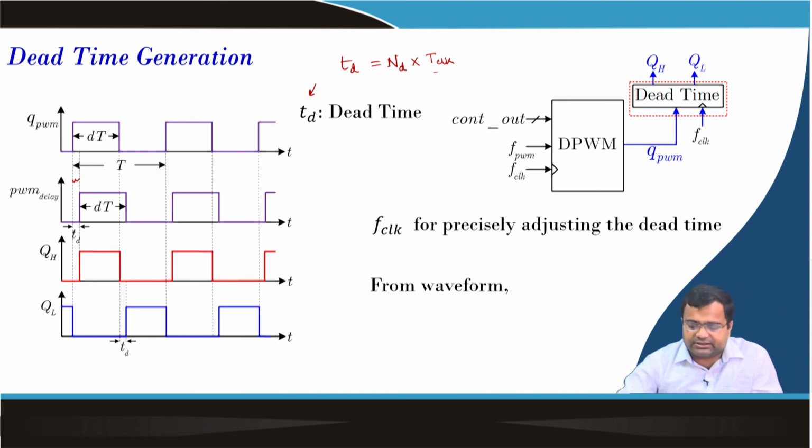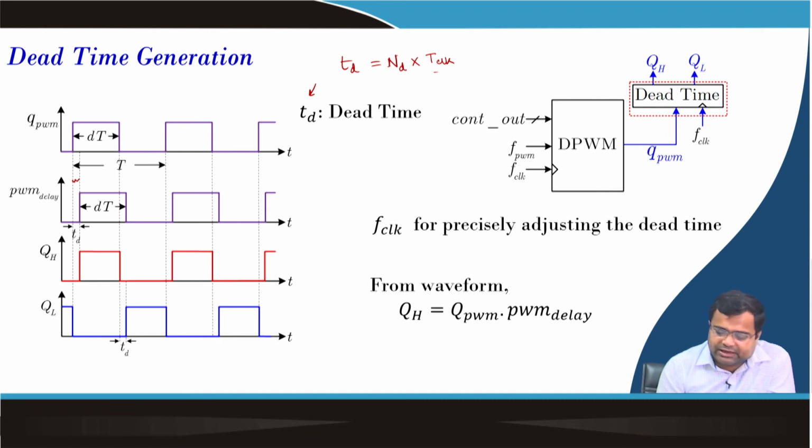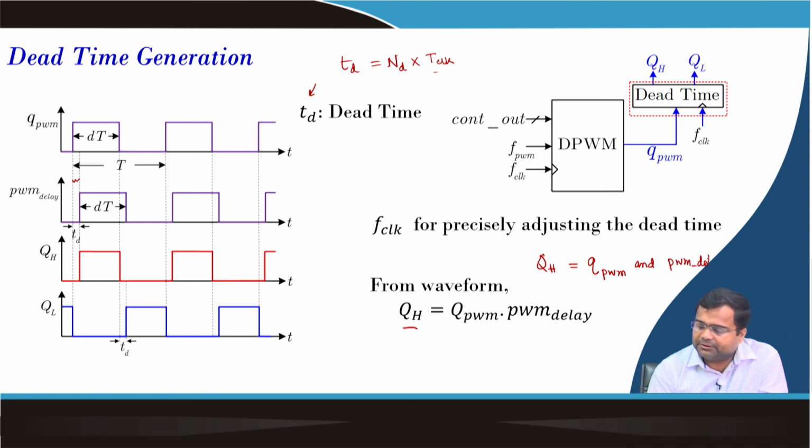Now, with this dead time, from the waveform, what is QH? I am talking about the QH high side gate signal. It will be QPWM and PWM delay. That means you take QH, it is the AND between these two signals, because if you take this region and this region, they are simply an ANDing operation when both are on. Okay, so this is simple.